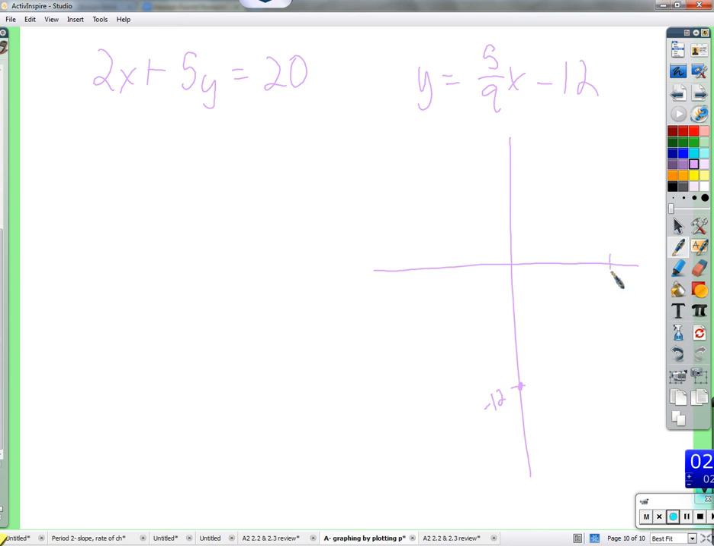We'll move over 9, and up 5, that'll put us at negative 7. Just graphing lines, starting off easy, linear functions, the easiest functions that we can deal with. We'll go with that.